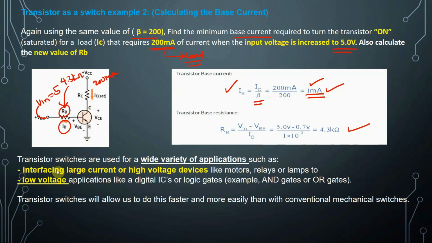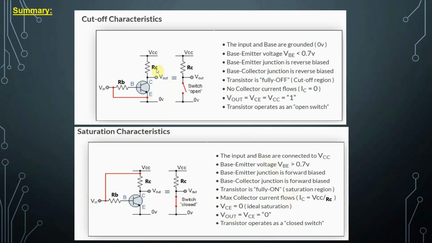Transistor switches are used for a wide variety of applications, such as interfacing with large current or high voltage devices like motors, relays, lamps, to low voltage applications like a digital IC. In this case, in our experiment, we will be working with a digital IC, right? But let us have a summary.